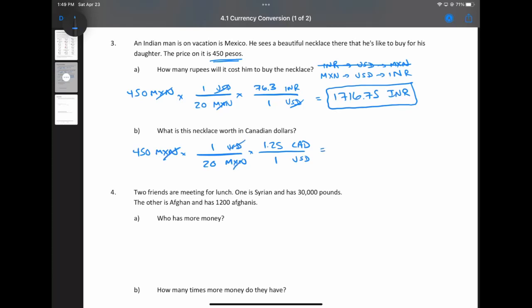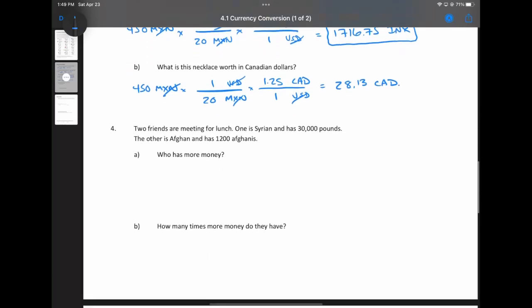Cancel out what we can, and we're left with 450 times 1.25 divided by 20 equals about $28.13. Okay, so it's like a $30 necklace. Cool.